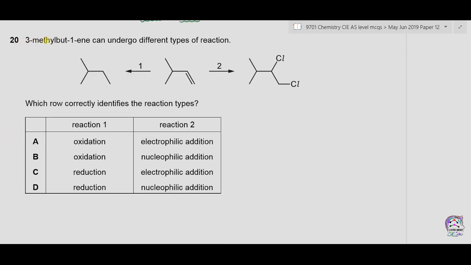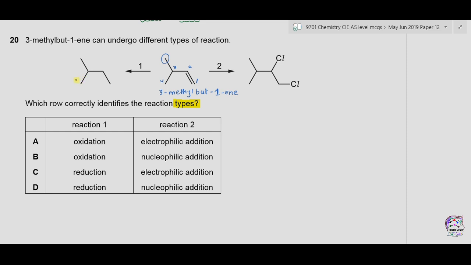Question number 20. 3-methyl-but-1-ene can undergo different types of reaction. Which row correctly identifies the reaction types? Let's first find out the names of these compounds. This is 1, 2, 3, 4. On the third carbon we have a methyl group attached, so it is 3-methyl-but. The double bond is in between the first and second carbon atom, so it is but-1-ene.